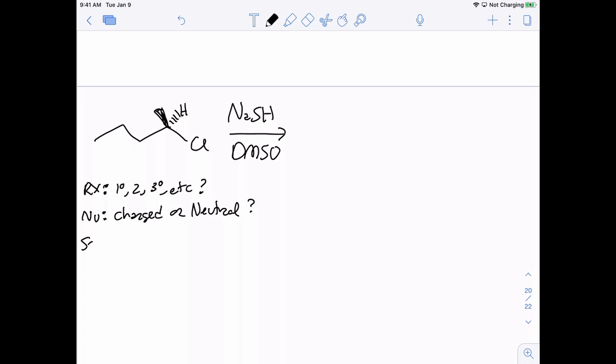And then I tend to look at the solvent last. We're not always given a solvent. Sometimes you don't need it. Sometimes your nucleophile is your solvent. But if we are given one, I'm going to look at that. So is it aprotic or is it protic? Remember, aprotic is going to favor SN2. Protic is going to favor SN1.